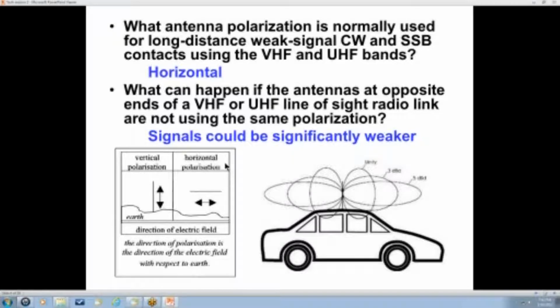If the polarization is different on a line of sight UHF or VHF link, if one is horizontal and the other is vertical, the signals could be significantly weaker. You'll get your best signal transfer if the polarizations are the same.